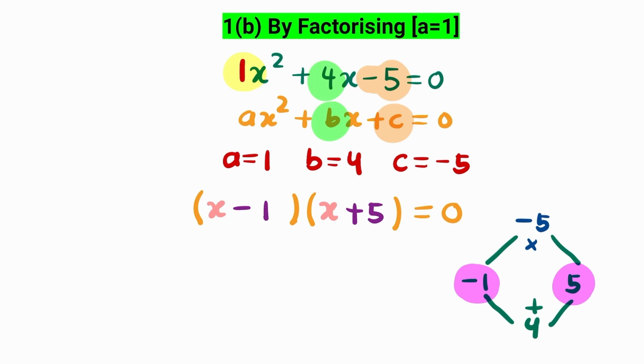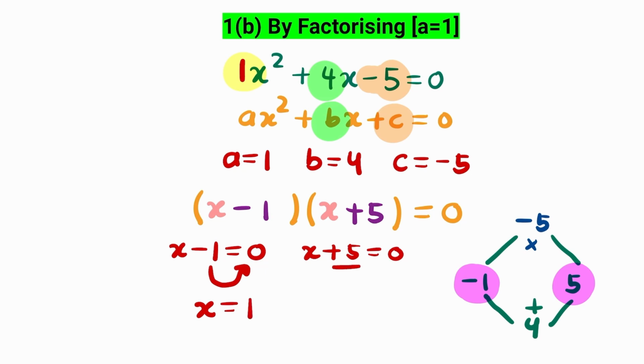And after that, what should we do? We should equate each of the brackets and solve for x. Here, x minus 1 is equal to 0 and x plus 5 is equal to 0. In the first equation, we can take minus 1 to the other side as plus 1. X is equal to 1. And in the second solution, we can take plus 5 to the other side as minus 5. X is equal to minus 5. Those are our final answers.